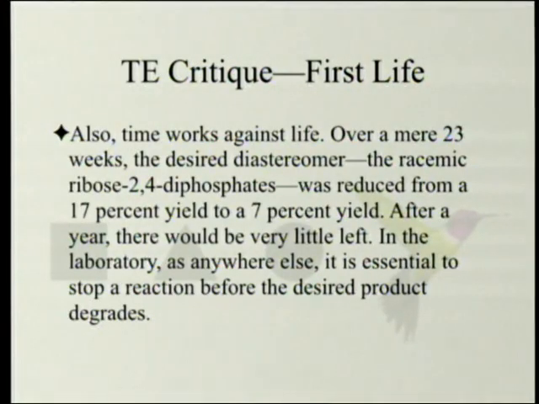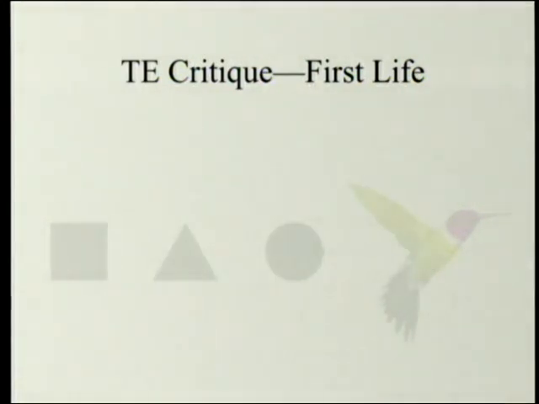Also, time works against life. Over a mere 23 weeks, the desired diastereomer, the racemic ribose 2,4-diphosphates, was reduced from a 17% yield to a 7% yield. After a year, there would be very little left. In the laboratory as anywhere else, it is essential to stop a reaction before the desired product degrades. Nature got her stopwatch out, I guess.